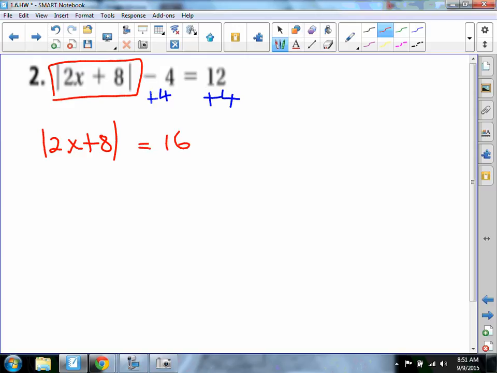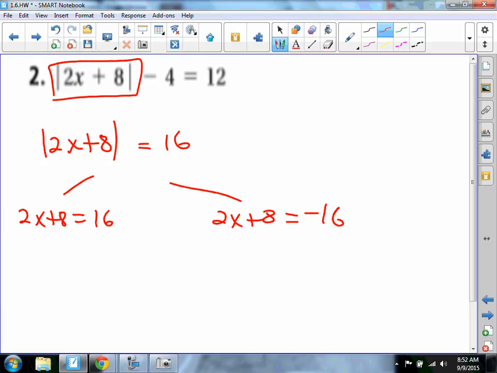My magic marker, I'm going to be adding 4 to both sides of the equation, and of course 12 plus 4, I hope we know that that's 16. Okay. So like I did before, I'm going to set up two equations. One person in my one class this morning did this. They said, here's my one equation, here's my other one. I like that. That's not a bad practice to get into. So 2x plus 8 equals 16. 2x plus 8 equals negative 16.